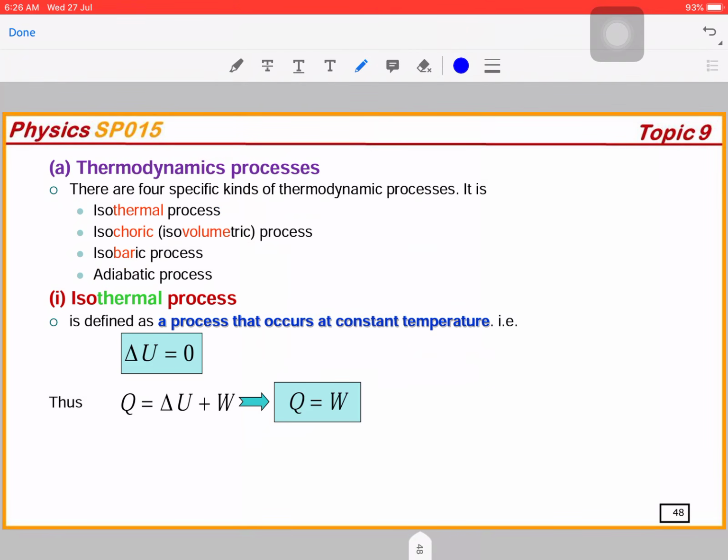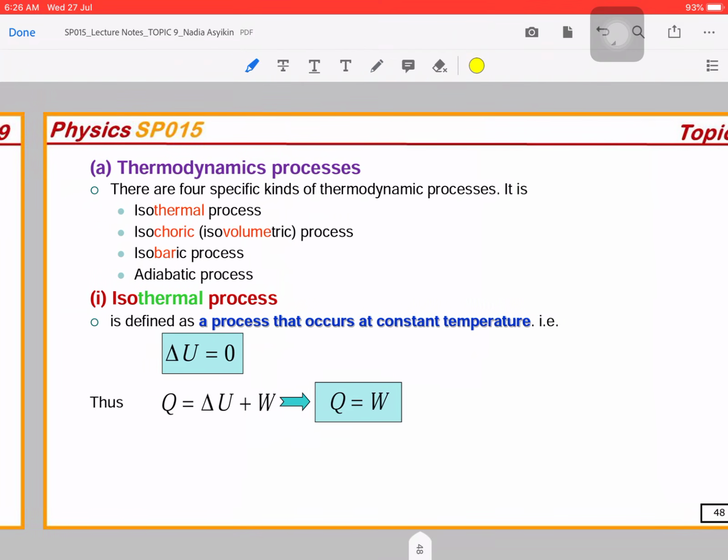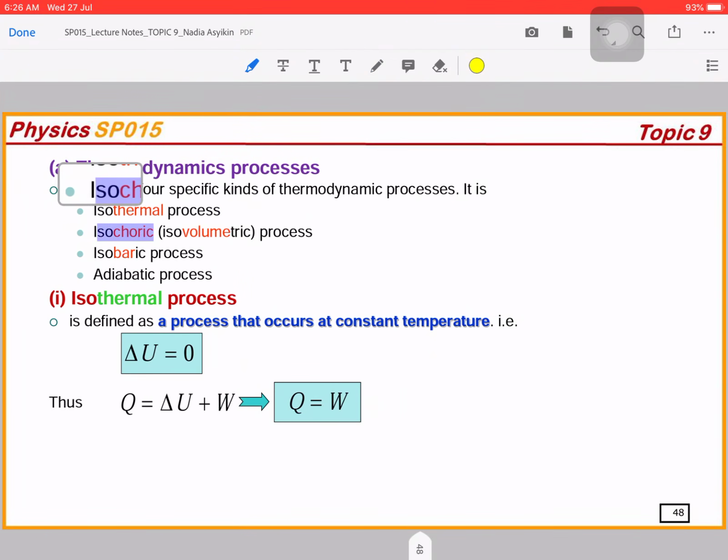So thermodynamic process, there are 4 specific kinds of thermodynamic process. It is isothermal process, isochoric or isovolumetric process. Okay, alert with this one, it has 2 names. Okay, isochoric or isovolumetric. It is the same thing. Alright, and then isobaric process and adiabatic process. So first, we're going to look at isothermal process.